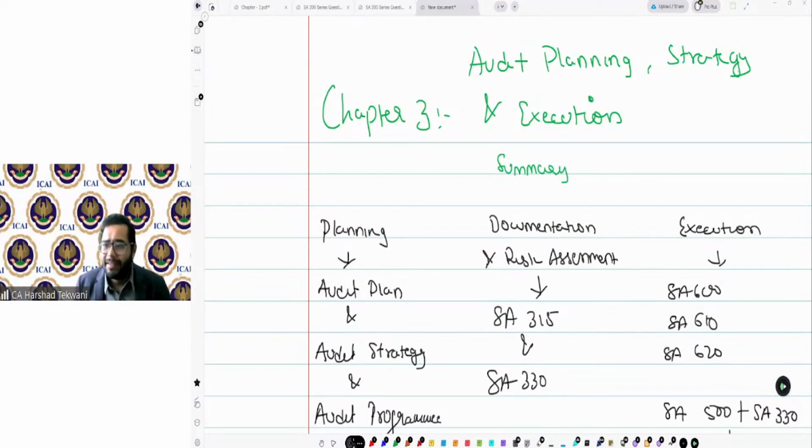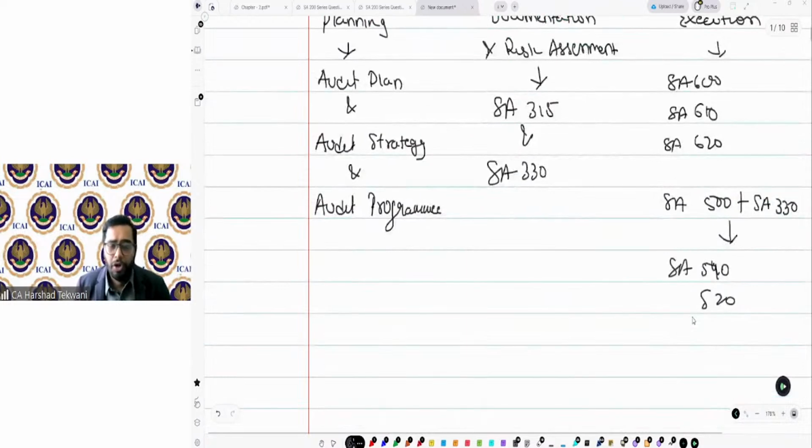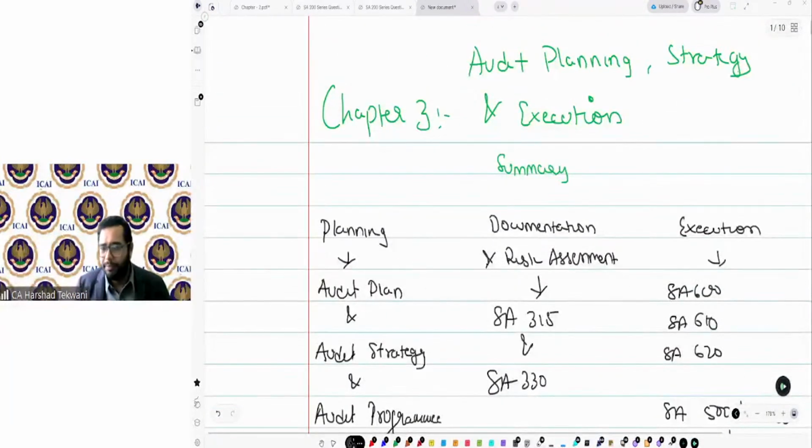Okay, we will discuss accounting estimates, how SA 540 is very important for us when we are gathering audit evidence. We'll talk about analytical procedures, how to use analytical procedures during execution, and how to gather audit evidence. So that will be discussed here. And that is the content of your chapter 3. Okay.